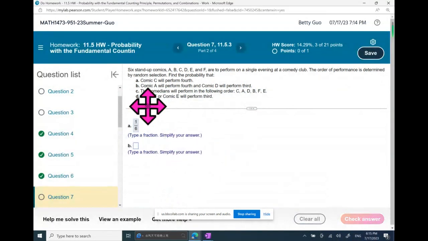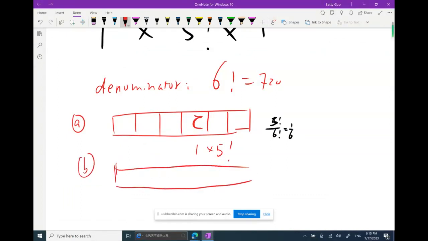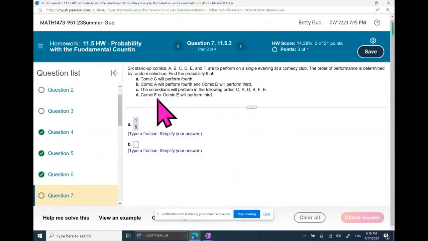Part B, we are looking for the probability that A will perform 4th and D will perform 3rd. Let me remember that. A is going to be number 4, D will be number 3. To make that happen, we're going to have to do 3 things, right? 1, 2, 3, 4, 5, 6. I forgot already. So what is it? In order for that event to occur, A number 4, D number 3.